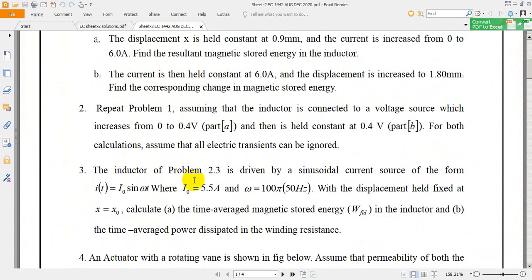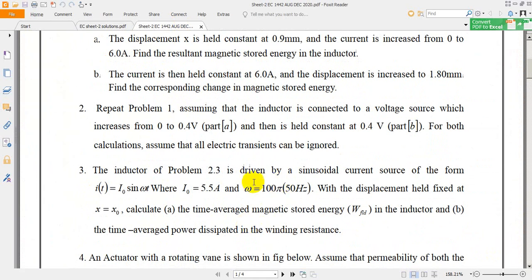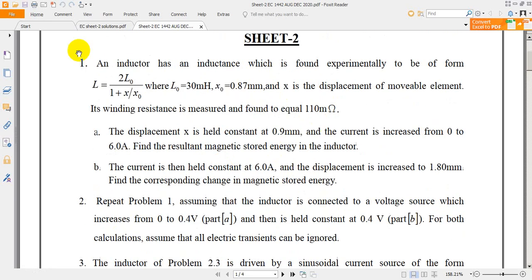Now the inductor of problem 2.1, sorry, it is the same one, the same problem, is driven by a sinusoidal current source of the form I of t is equal to I naught sine omega t, where I naught is 5.5 amperes and omega, the angular frequency, is equal to 100 pi, 2 pi f for 50 hertz, with the displacement held fixed constant at x is equal to x naught.